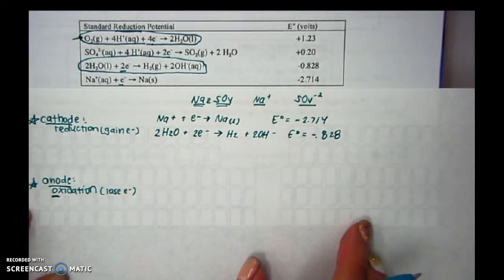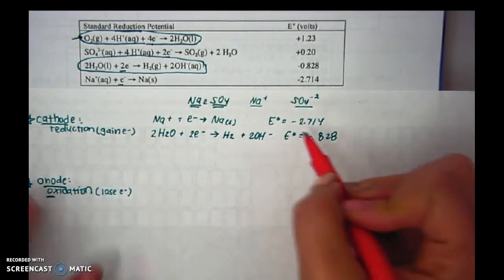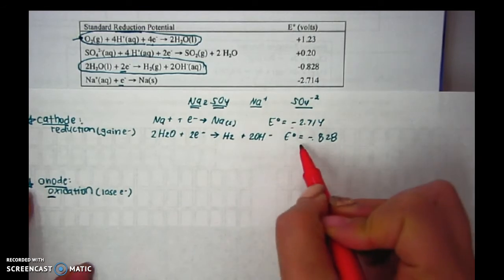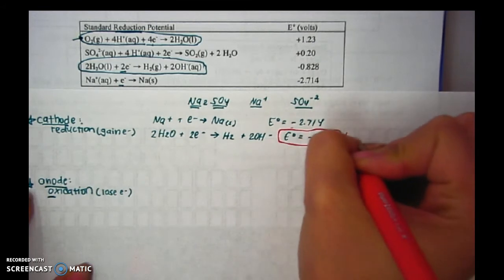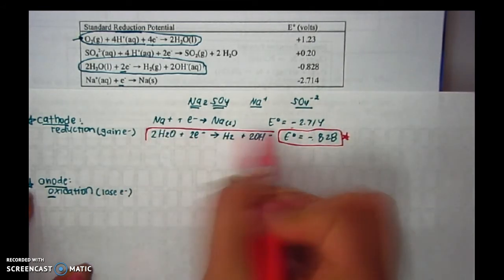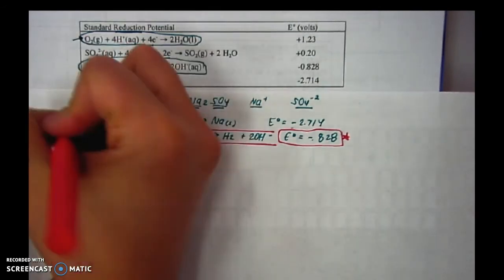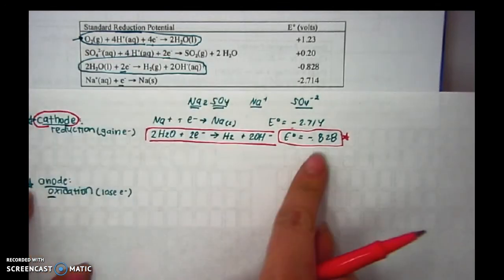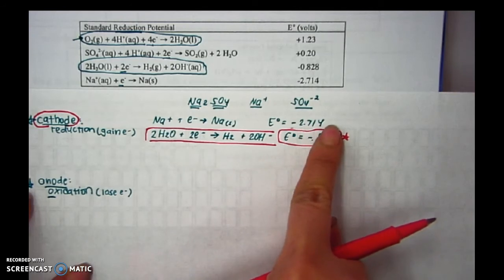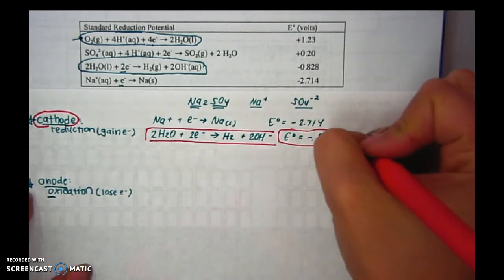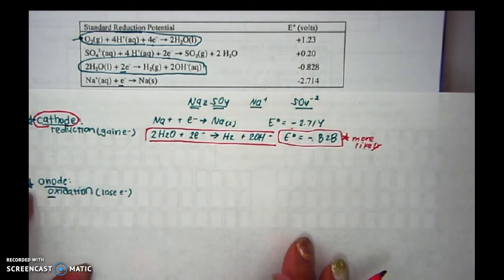Okay, so between these two reactions that you see written out, I'm going to compare the cell potentials here. This one's -2.7, this one is -0.828. So this tells me that the water is the one that is most likely going to react at the cathode. And how do you know this? Because -0.828 is a much larger number than -2.714. So this is a more likely reaction to actually happen at the cathode.